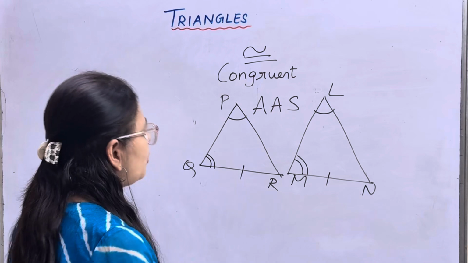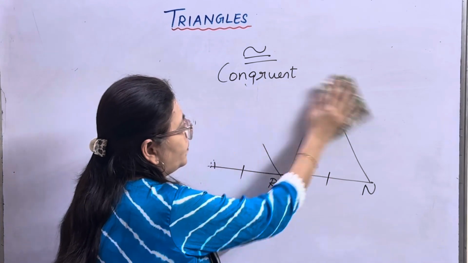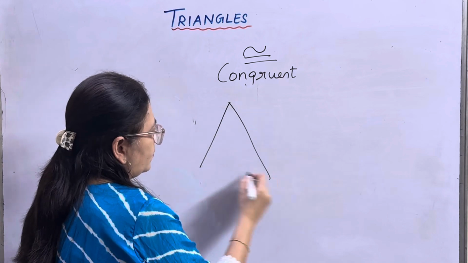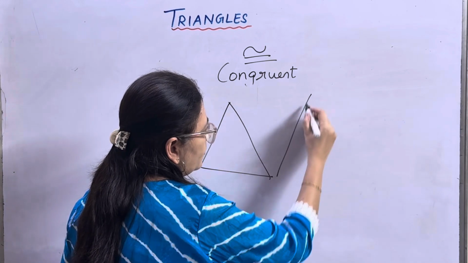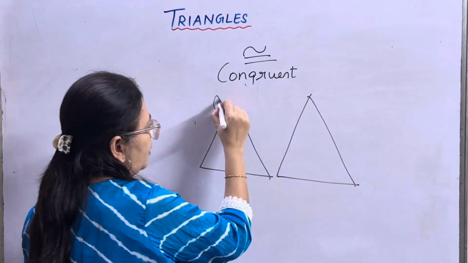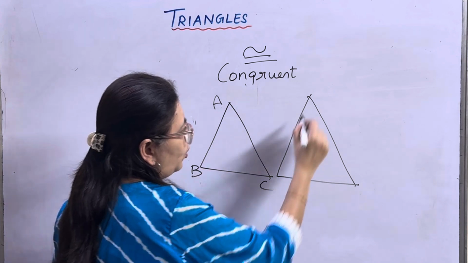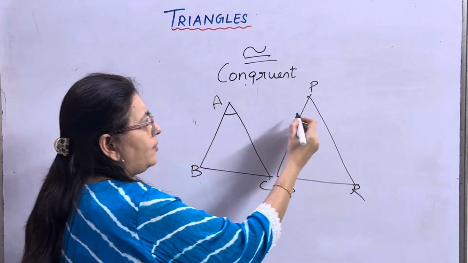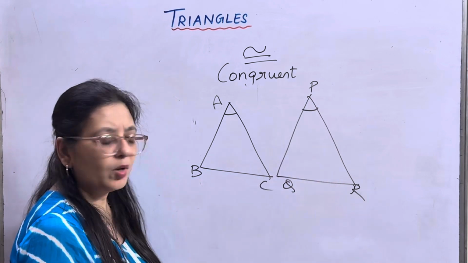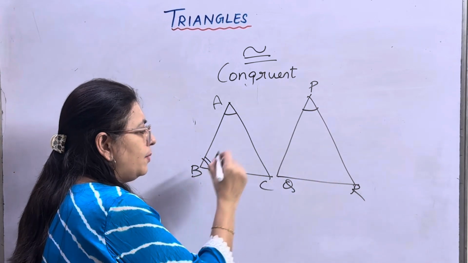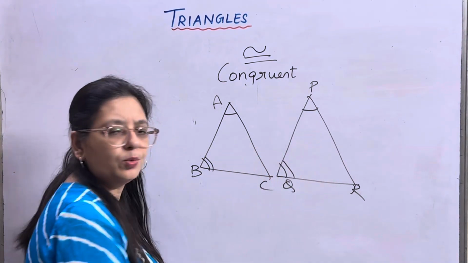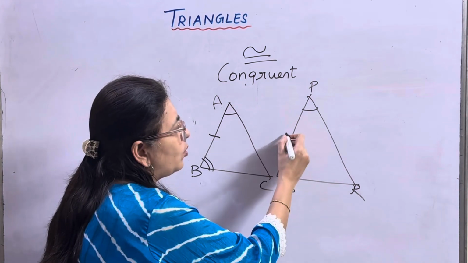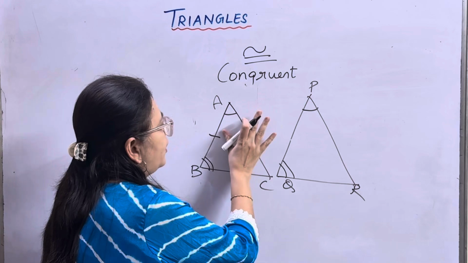Okay, the next one is ABC and PQR. I say angle A is equal to angle P, and I say angle B is equal to angle Q. And I say AB is equal to, sorry, my bad.